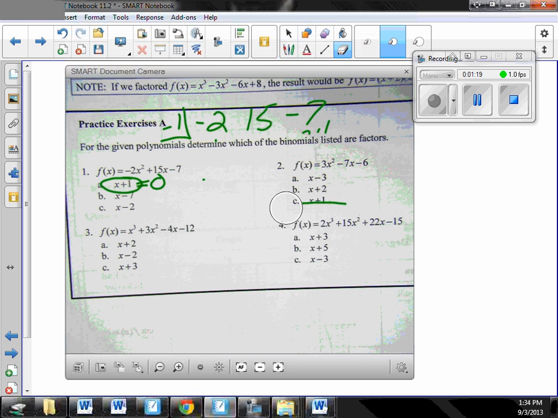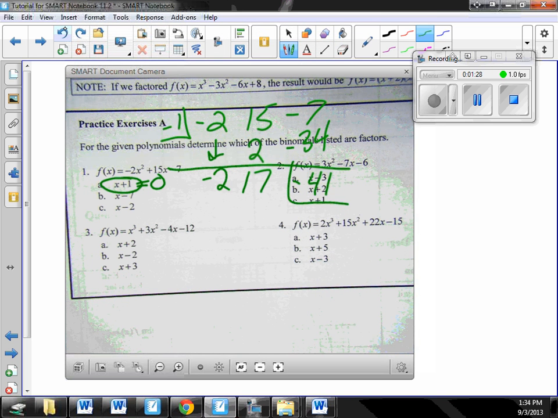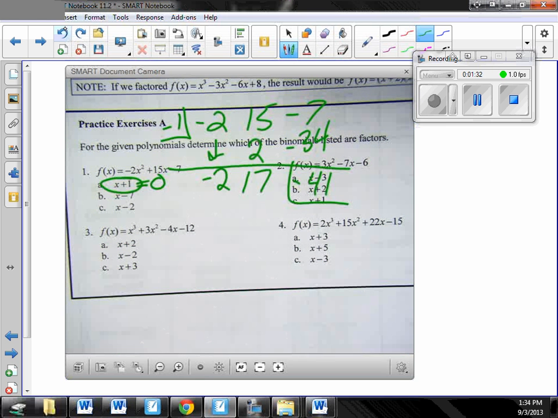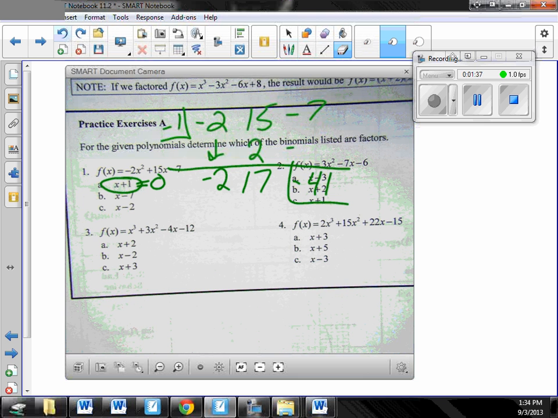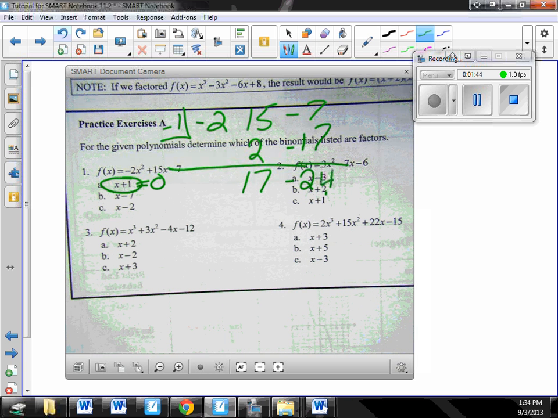So, did I mess up? Well, let's look. So I brought down the 2. -1 times -2 is 2. 15 and 2 is 17. Oh, I times it by 2. Thank you. So -1 and 17 is -17, so it should be -24. Does that make more sense? Okay. But it's still a no.